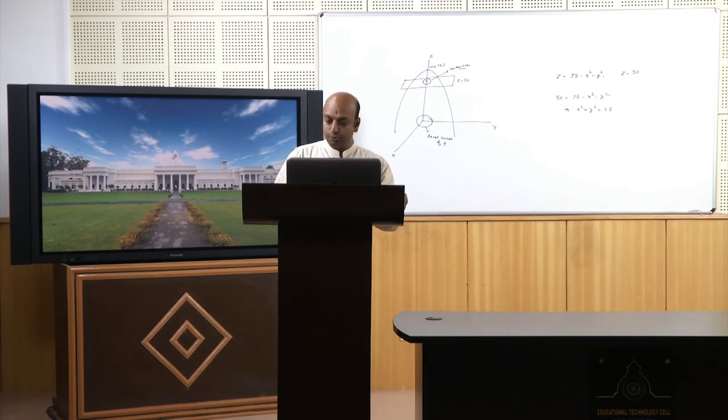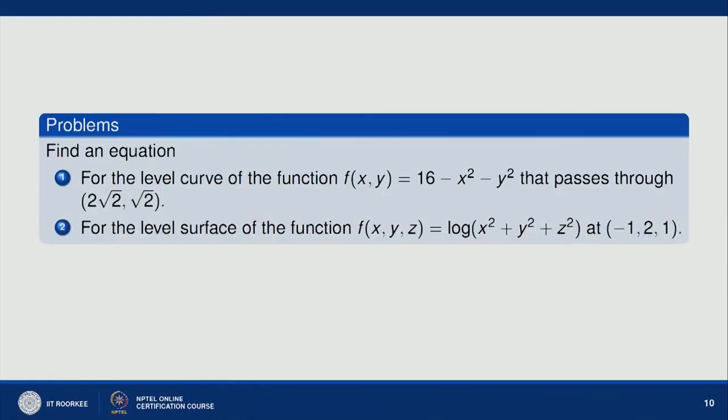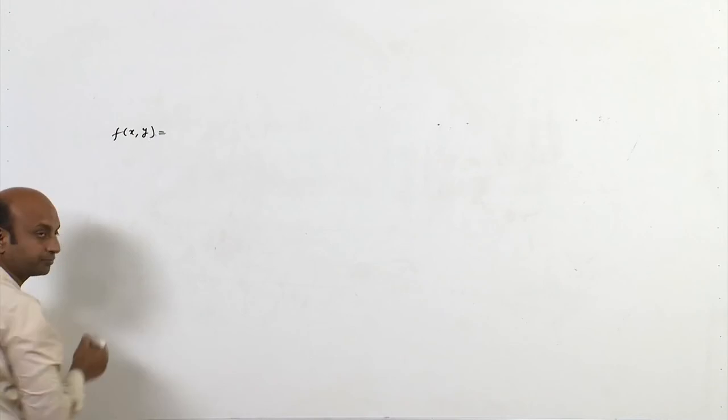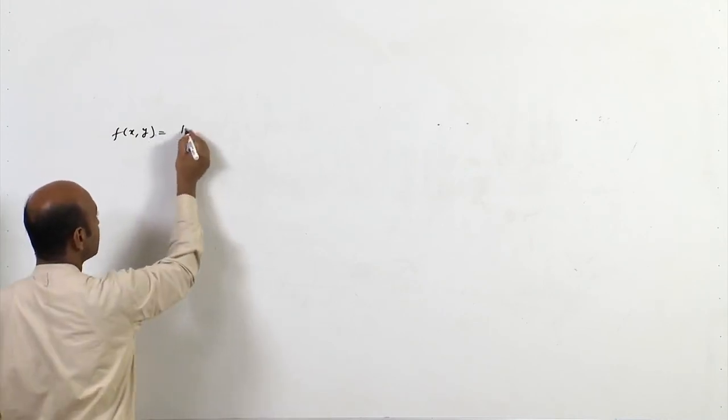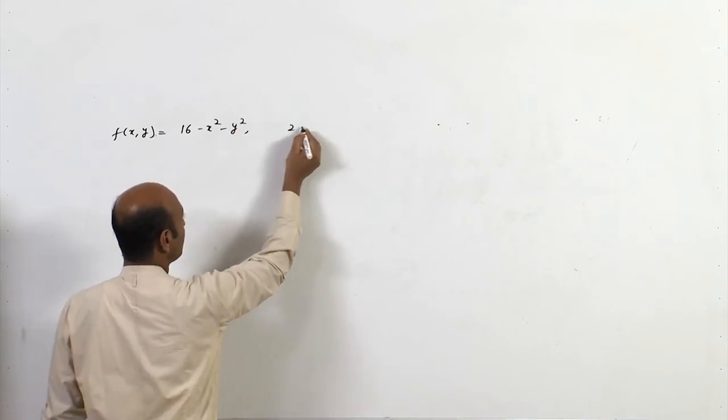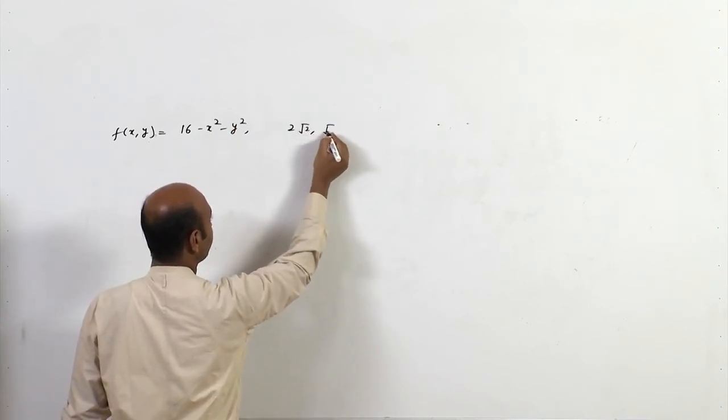So these are two problems. Let us discuss these problems quickly. First is to find the equation of a level curve of the function that passes through a given point. The first example is f x y equal to 16 minus x square minus y square, and the point is 2 under root 2, under root 2.